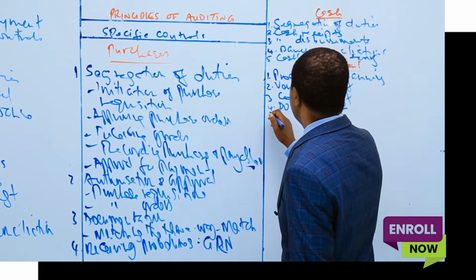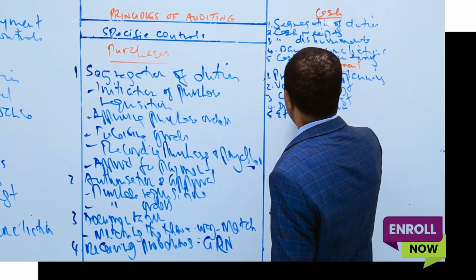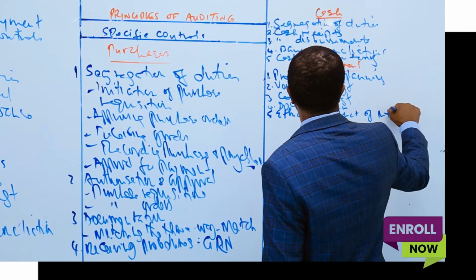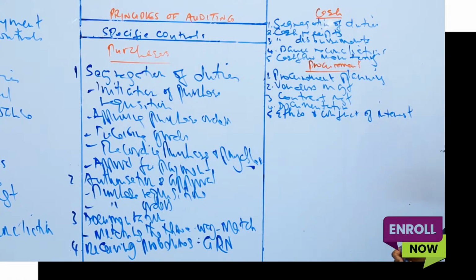Ethics and conflict of interest, number 5. The company should have clear policies on ethical conduct and conflict of interest for all procurement personnel. There should be declaration of interests required from staff involved in procurement. Another control is having whistleblower mechanisms for reporting irregularities.